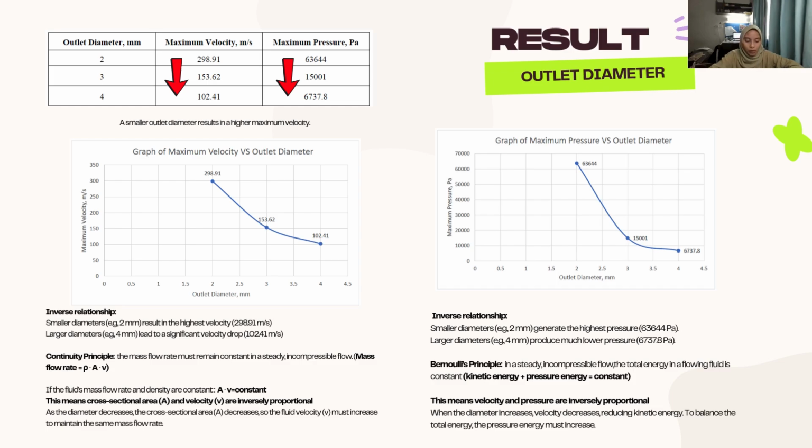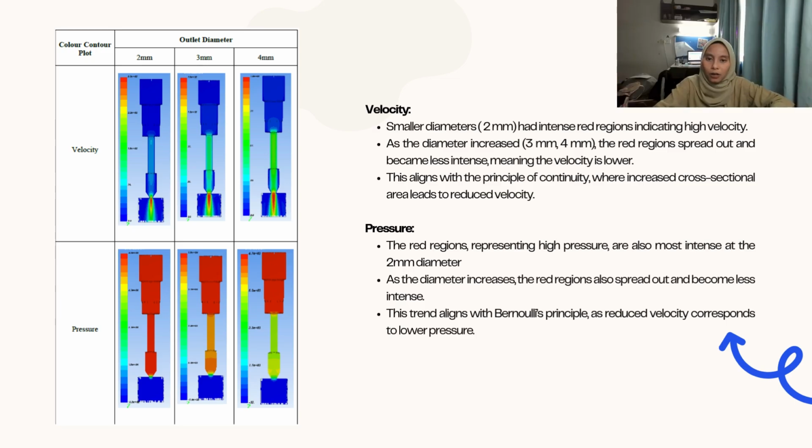So when the diameter increases, velocity will decrease, reducing kinetic energy to balance the total energy, and the pressure energy must increase. Here is the color contour plot for the outlet diameter result. As we know, the red region represents high velocity. From the color contour plot, we can see the high velocity is intense at 2 mm diameter.